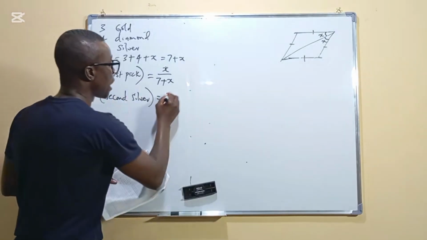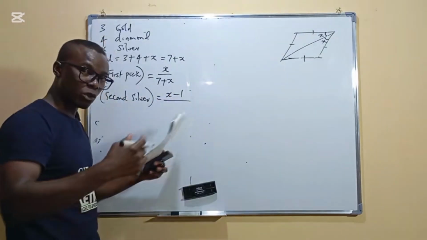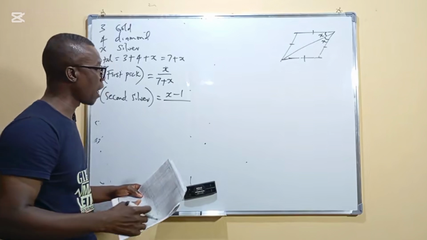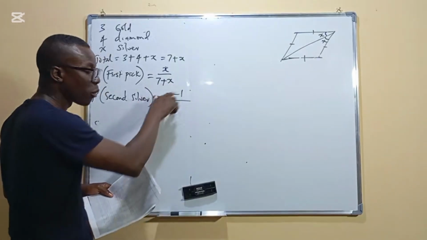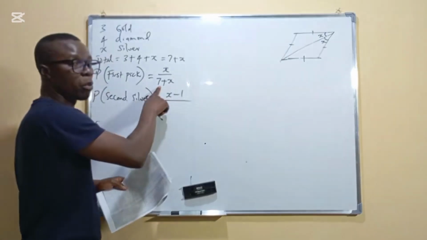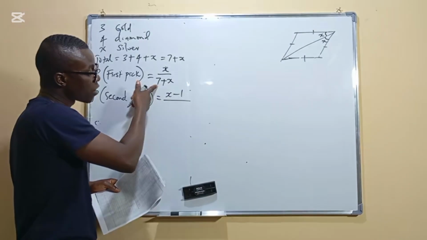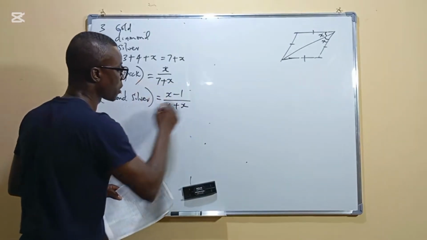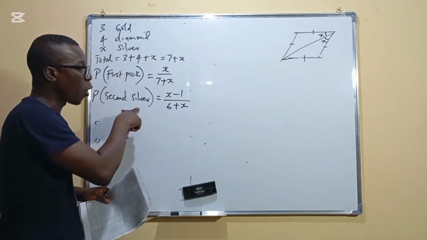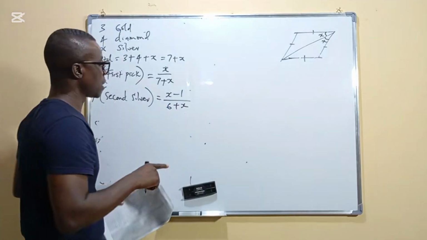So now we are having x minus 1. That's the total number of silver marbles we have. And again, how many marbles do we have altogether? Initially we have 7 plus x. Now 1 is removed from here, so we are having 6 plus x left. So this is the probability of picking the second silver.